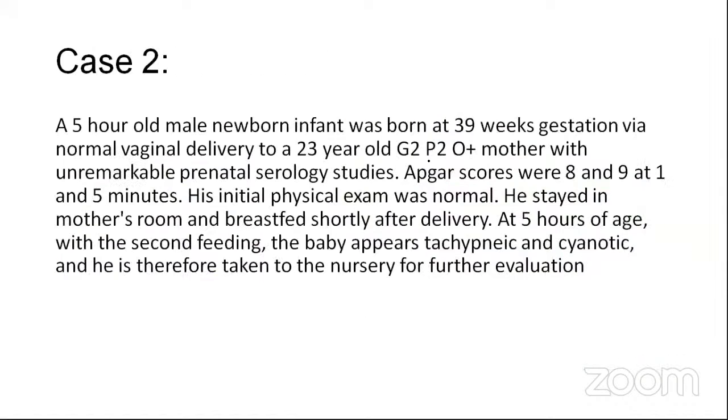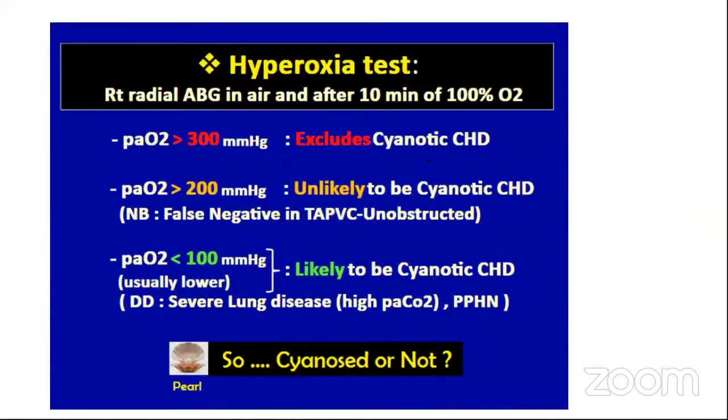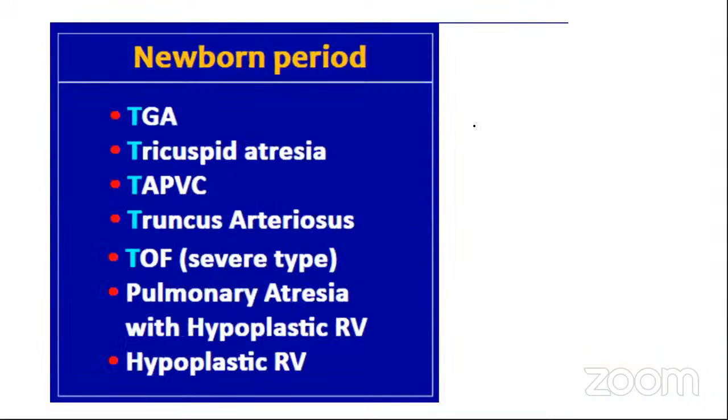Okay. So we saw some cases. The most common, so we should know the hyperoxia test. In the newborn period, you can remember the cyanotic congenital heart diseases as 5Ts: TGA, tricuspid atresia, tricuspid stenosis, TAPVC, truncus arteriosus, and TOF. There can also be a hypoplastic RV and pulmonary atresia with hypoplastic RV. It's just nice to know if you can remember this.